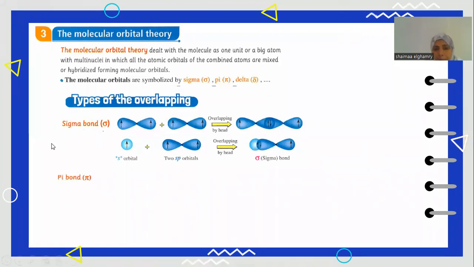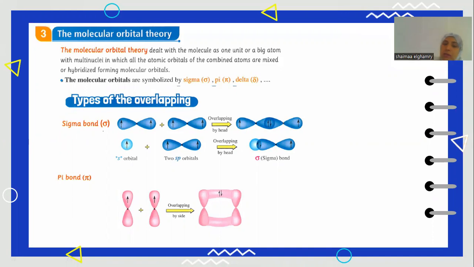But a pi bond takes place between 2 p orbitals side by side. Usually you can find the pi bond in what? In a double covalent bond, in a triple covalent bond. If you have a single covalent bond, it's a sigma bond. If we have a double covalent bond, one of them is sigma and the other one is pi. If you have a triple covalent bond, one of them is sigma and the 2 other bonds are pi bonds.